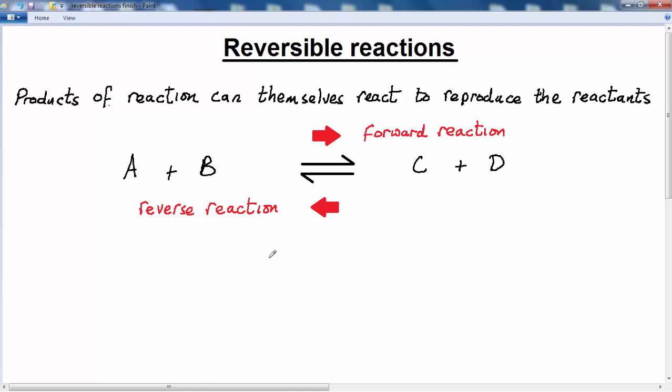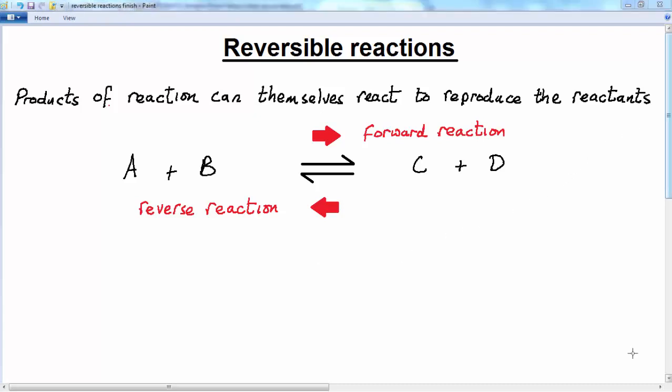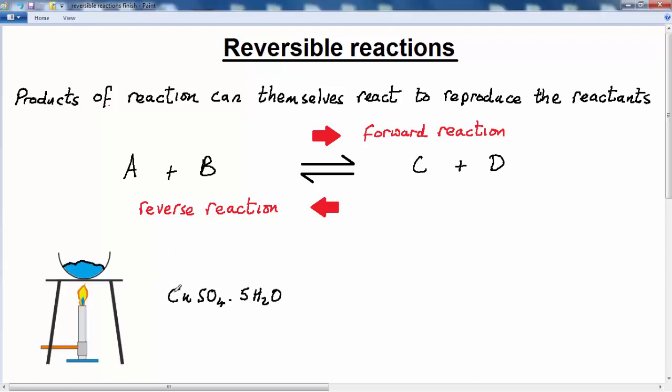So let's just have a look at a couple of very simple examples. First of all, the thermal decomposition of hydrated copper-2 sulfate. This is hardly really a chemical reaction in a sense, really it's a physical process because we've got water of crystallization which is incorporated into the structure of the copper sulfate crystal. And that's what gives the copper sulfate crystal this blue color.